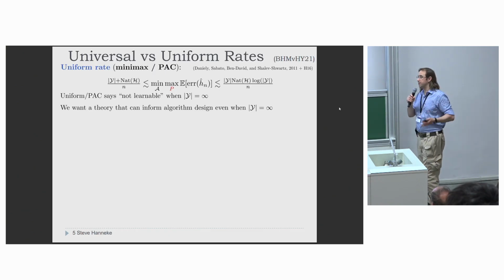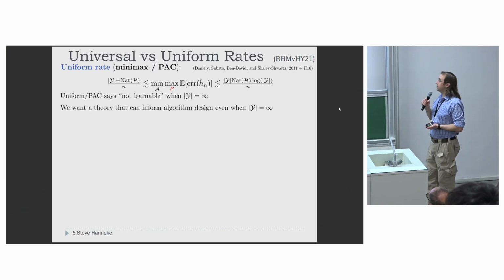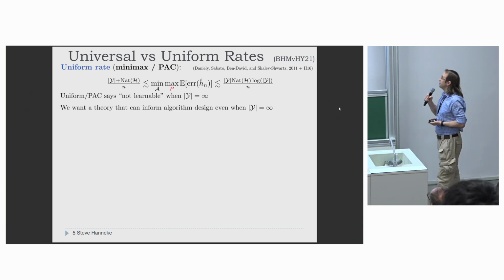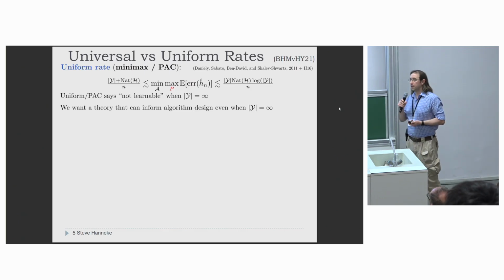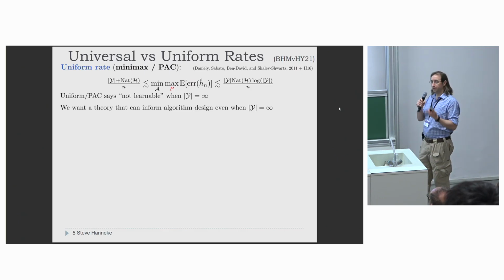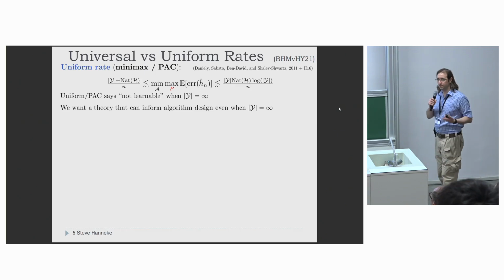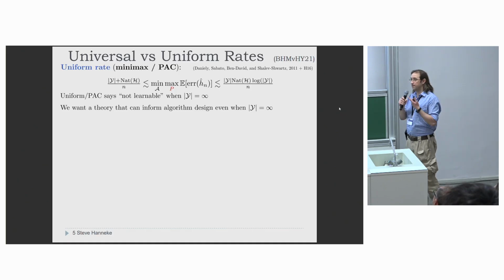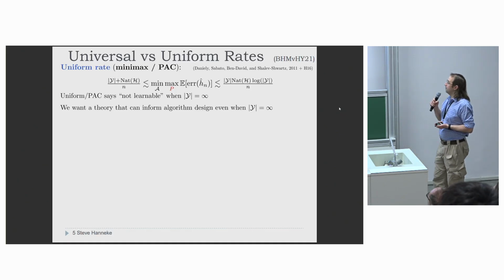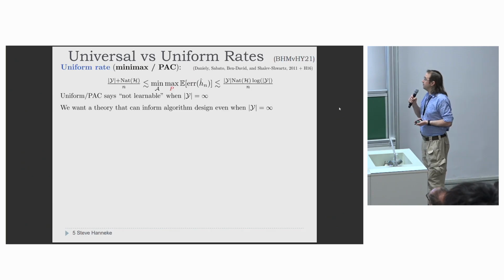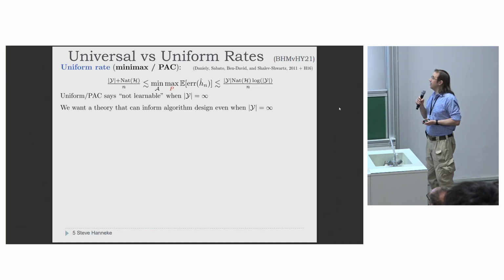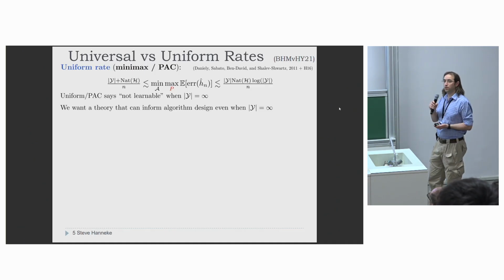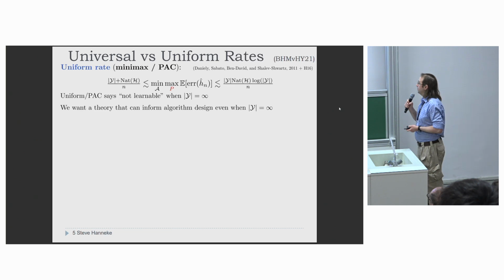In the classic, the uniform or minimax or PAC analysis, for the best algorithm in the worst case over distributions for a given sample size, the expected error is characterized by two things. One, the Natarajan dimension of the class. That's a generalization of VC dimension to the multi-class setting. And two, the effective size of the label space. In particular, if you have an infinite effective label space size, the PAC theory just says it's not learnable. And as I said, we'd like to have a theory that holds even when the label space is infinite.